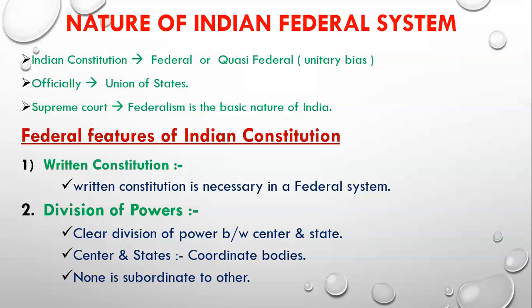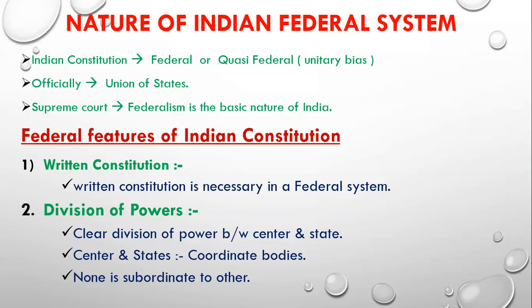division of power between the central government and state government in India. In the Seventh Schedule of the Indian Constitution, there are three lists: Union list, State list and Concurrent list. The central legislature, meaning Parliament, is authorized to make law on the Union list. Similarly, the state legislatures are authorized to make law on the State list. And on the Concurrent list, Parliament as well as state legislatures both can make law. So there is a clear-cut division of power between the central government and state government in India.